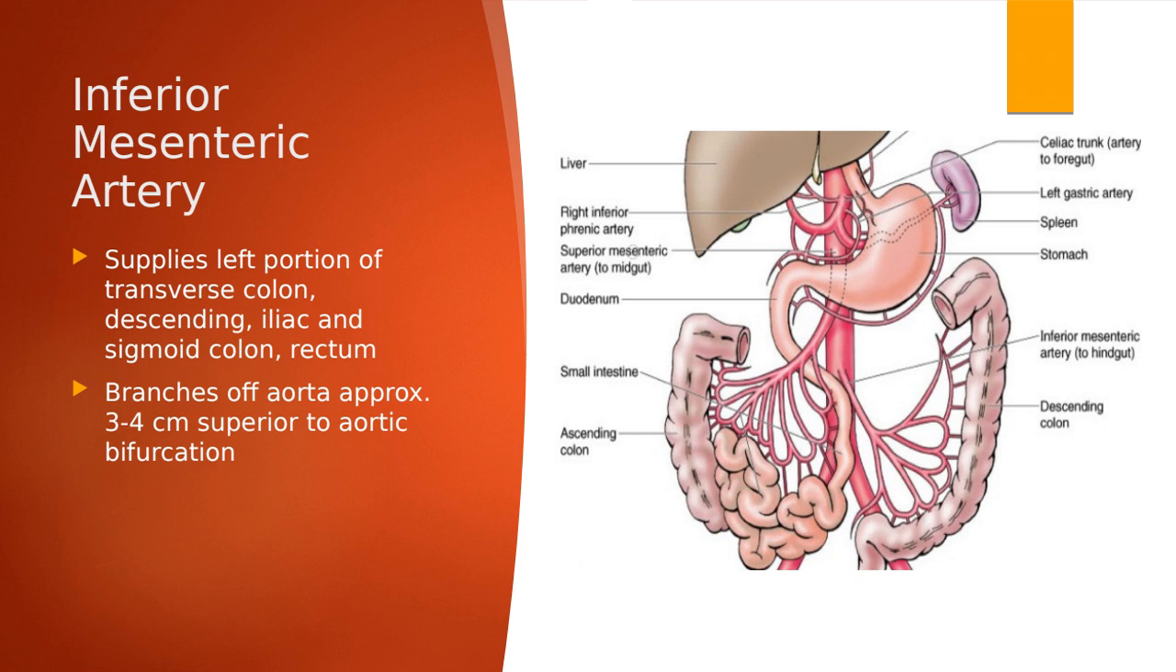But this is going to be responsible for supplying the rest of the GI system. So transverse colon, descending, iliac, sigmoid, and rectum. It's going to come off of the aorta about 3 to 4 centimeters above where we're going to see that aorta bifurcate into the common iliacs. So very distal in that aortic region. And here's a nice little diagram kind of piecing those branches together with the GI system.